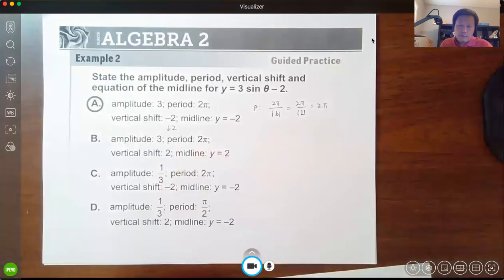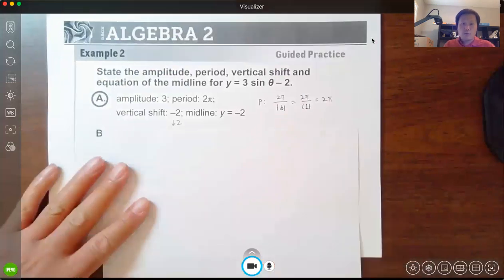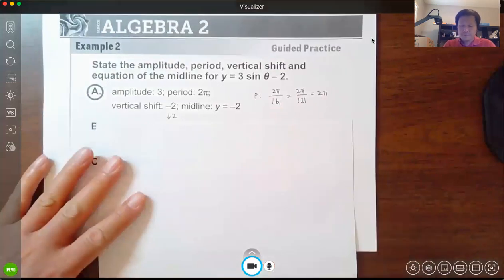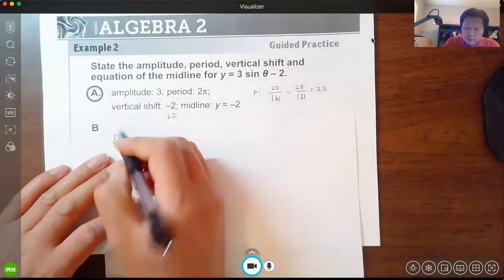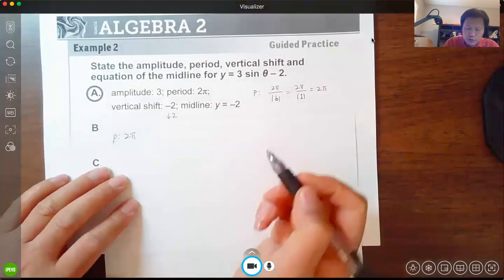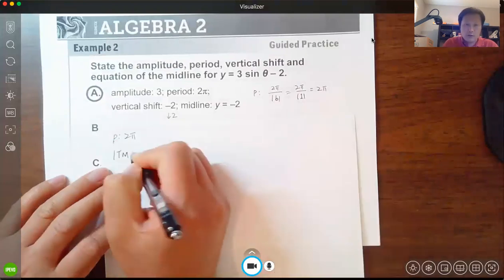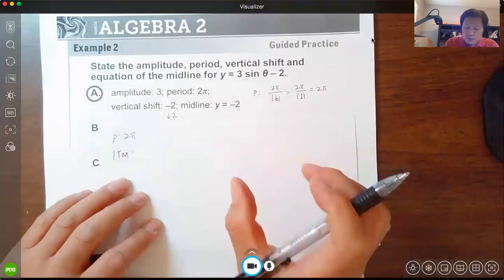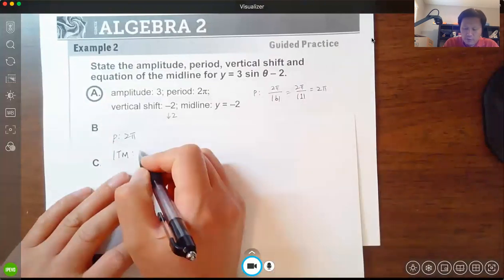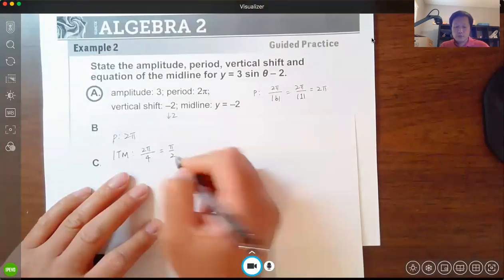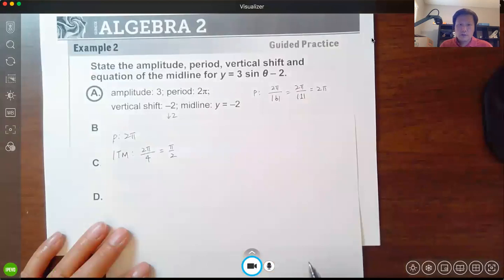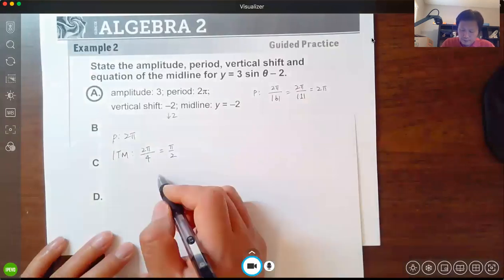Okay, for your Alex, I'm asking you to graph it. So I'm going to do one more practice of graphing for you. Period, we just calculated, is 2 pi. You do need a 1 tick mark length, which is period divided by 4. 2 pi divided by 4, simplified as pi over 2. That's 1 tick mark. So how are we going to graph this?